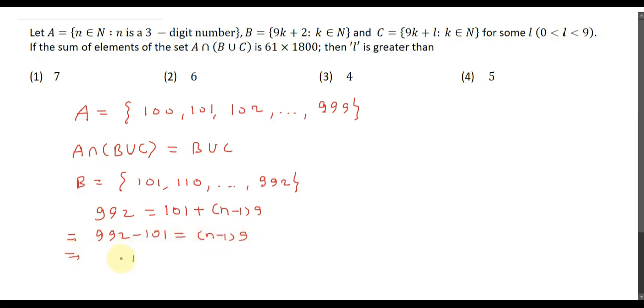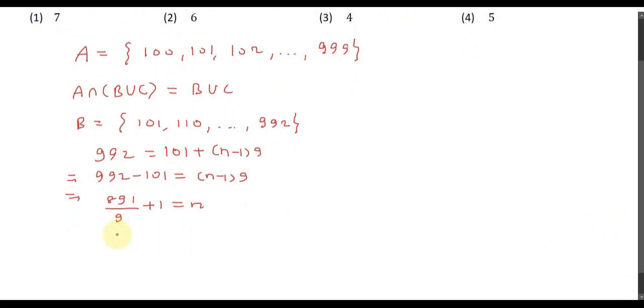So it is 198 divided by 9 plus 1 is equal to n. So on dividing by 9 we will have 9 plus 1 is equal to n. So we will get value of n as 100. So there are 100 3-digit numbers in set B.